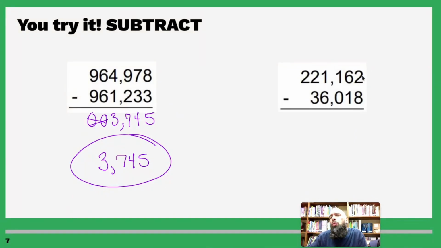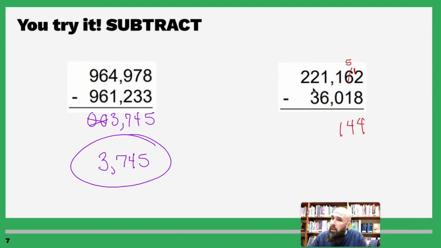We've got 2 minus 8, nope. So let's borrow 1 from 6 and call it a 5 and make the 2 a 12. 12 minus 8 is 4. Go to the next one. 5 minus 1 is 4. Go to the next one. 1 minus 0 is 1. Go to the next one.